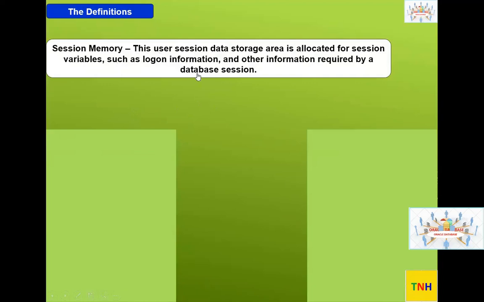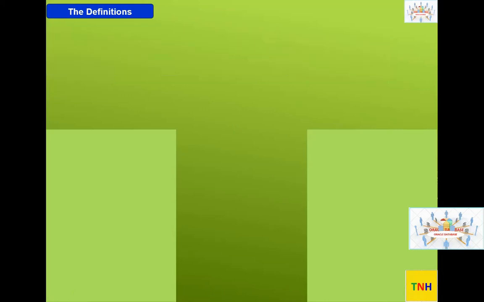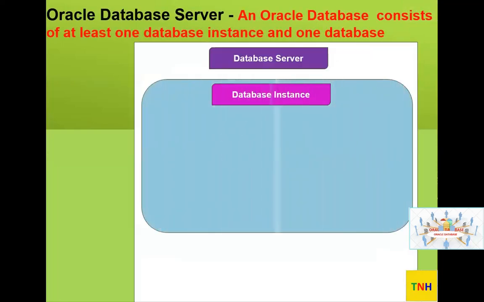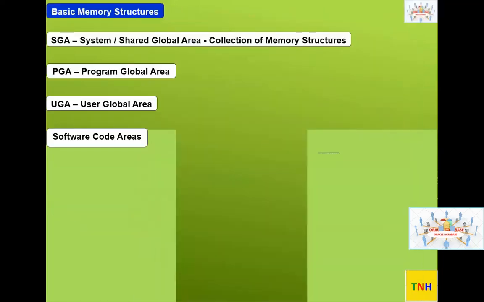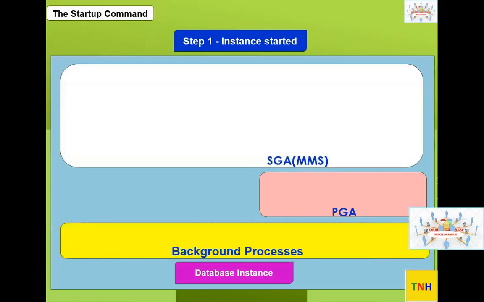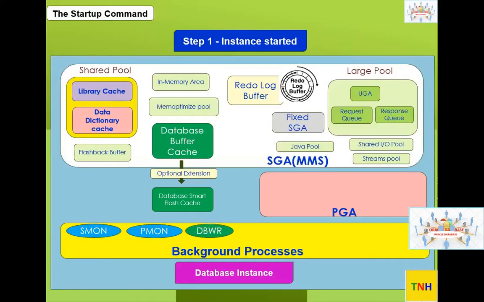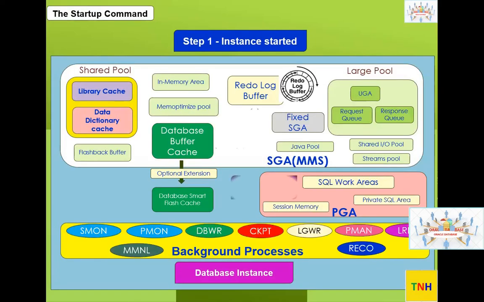Again, this user session data storage area is allocated for session variables such as logon information and other information required for a database session. Yeah, that also belongs to PGA, Program Global Area. Let's check session memory. Yes, this is there, session memory.